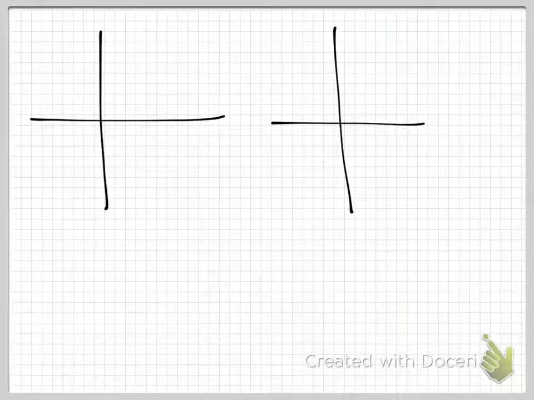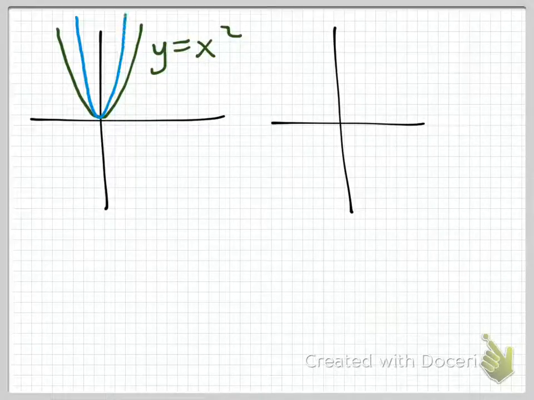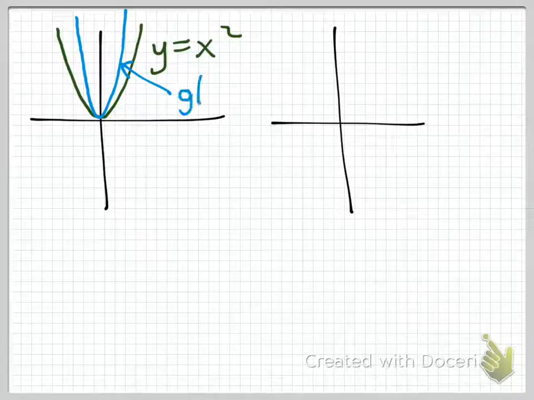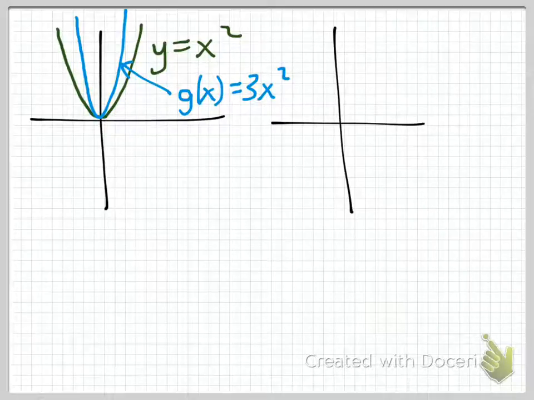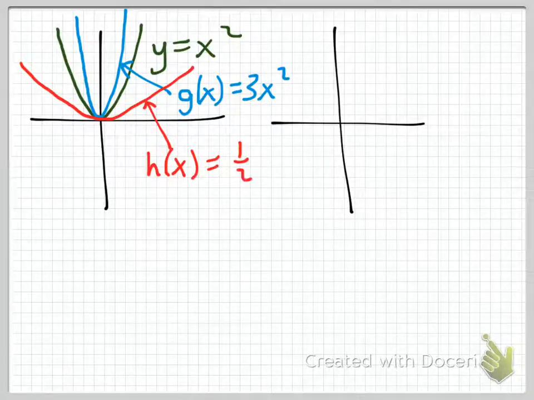Okay, so y equals x squared will look like that. And then if we increase the number in front of the x squared, in other words, we increase the coefficient, if the coefficient is greater than 1, the function looks like that. Let's let that be g of x, equal to 3x squared. And then let's make an f of x out here that's a little bit wider than our x squared. That would be, let's say, h of x equaling 1/2 x squared.